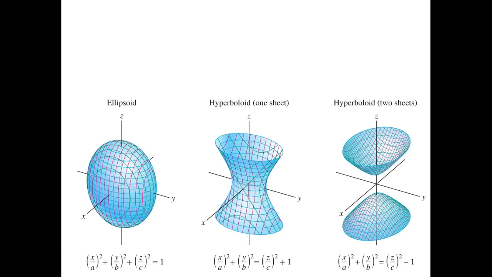Okay. Important thing to remember, every level surface, every trace, horizontal trace, vertical trace, everything's an ellipse. Except that's a constant, that's a constant, that's a constant. You still get ellipses everywhere. Okay? Hyperboloid of one sheet.